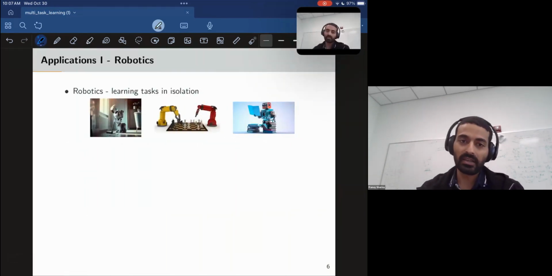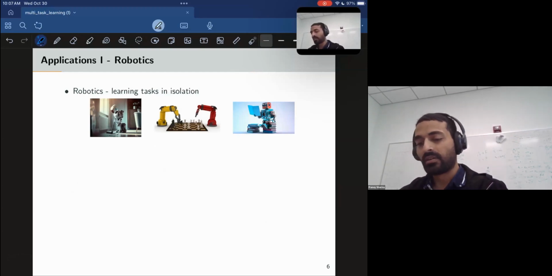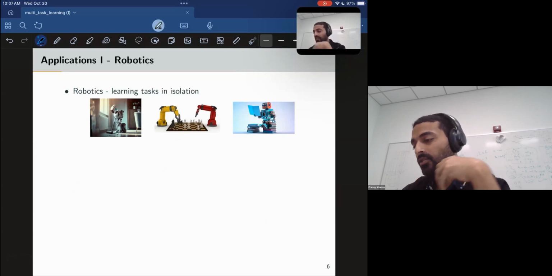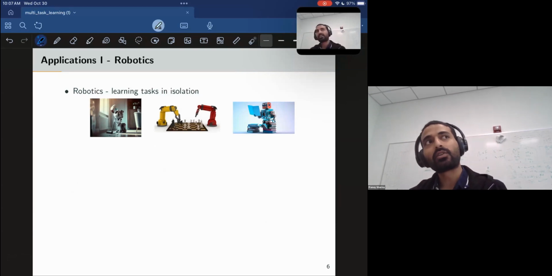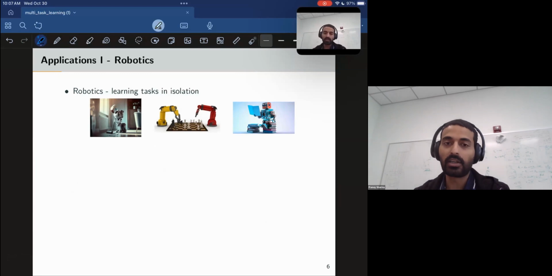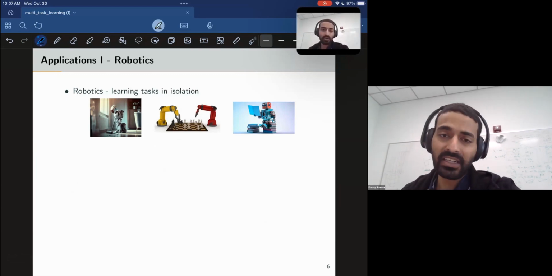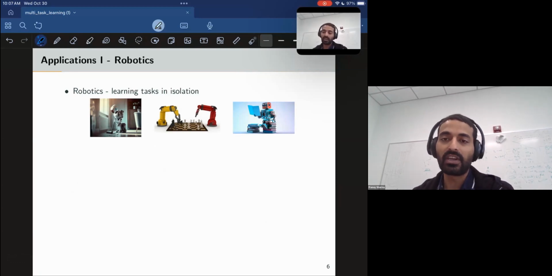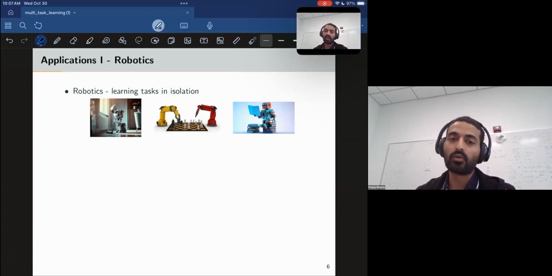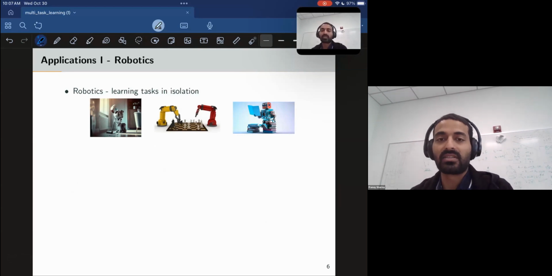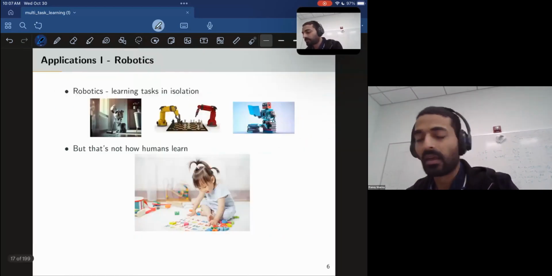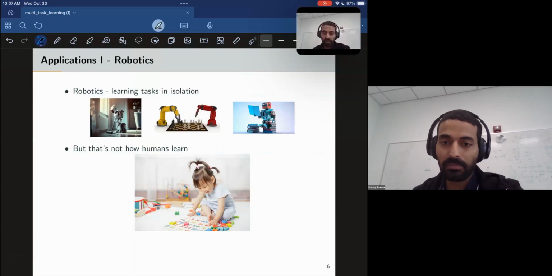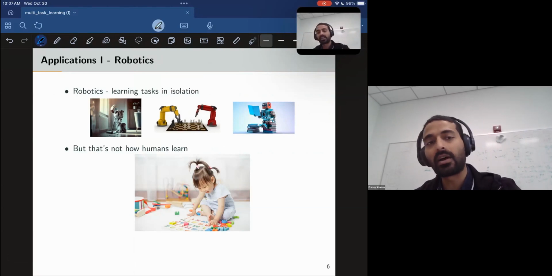The most common one is robotics, because there are robots everywhere nowadays. One possibility is that whenever you want your robot to learn a new task, for example, play chess or read some books, you make the robot learn from scratch. So for every new task, you give it some data and you only want this robot to learn using this data, right?